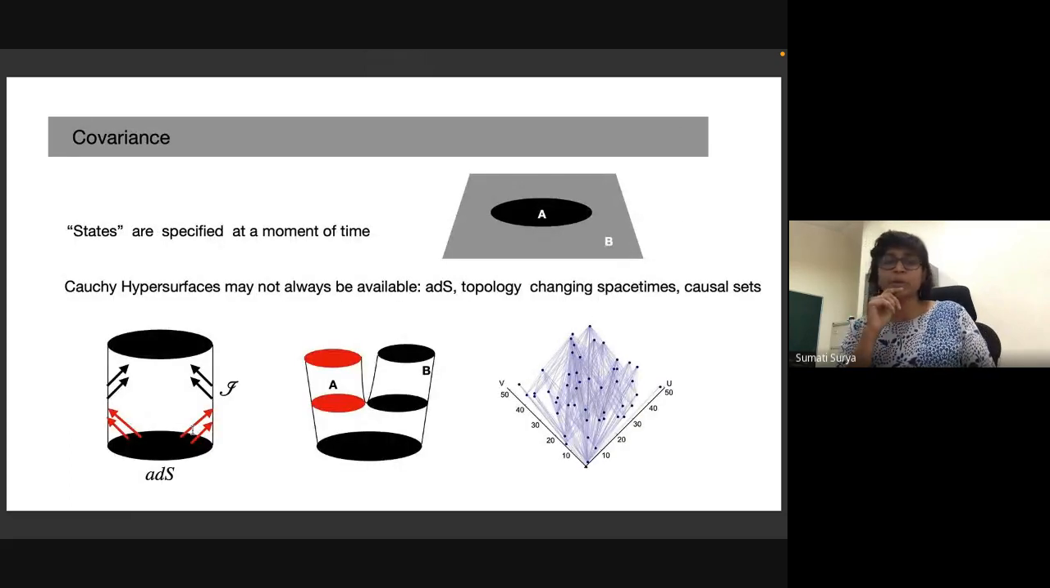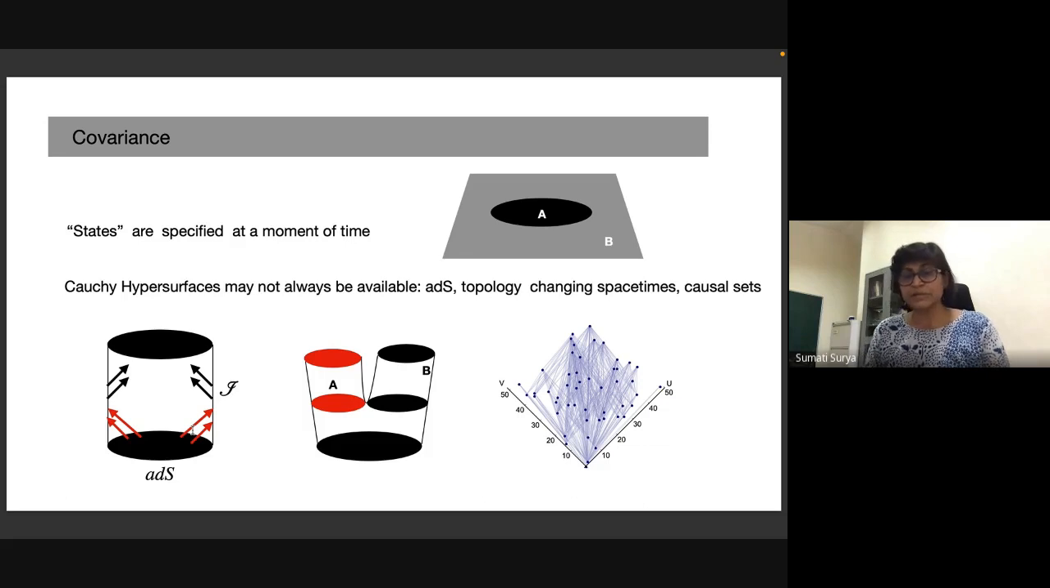One of the questions you might want to ask is, there are situations where you might want to understand entanglement in a much broader context. The way that we think of entanglement entropy is in terms of states that are defined at a moment of time. The density matrix is defined at a moment of time, and we think of this region as a Cauchy hypersurface. We look at a region inside the Cauchy hypersurface and we entangle these two regions, but they're spatial regions which are entangled. And that's how we often think of entanglement entropy.